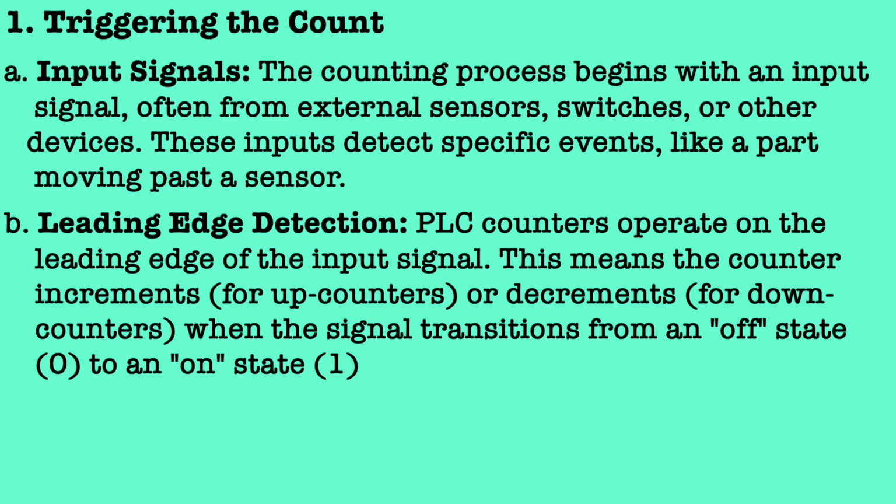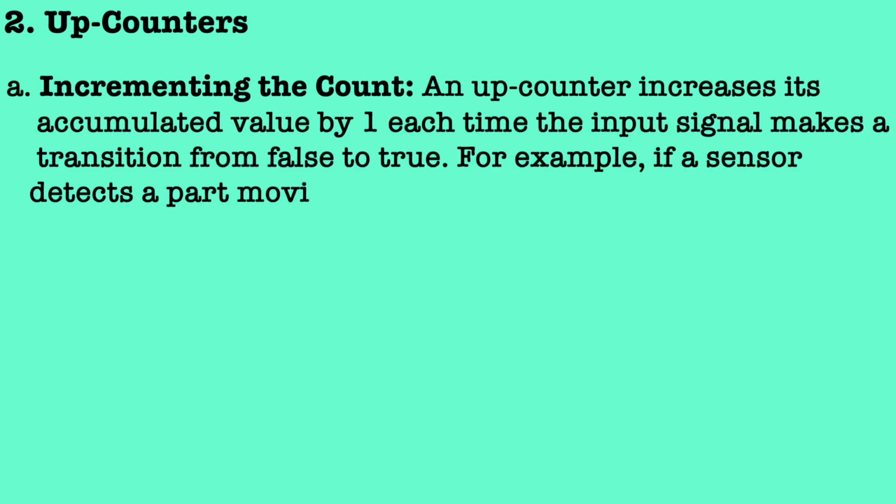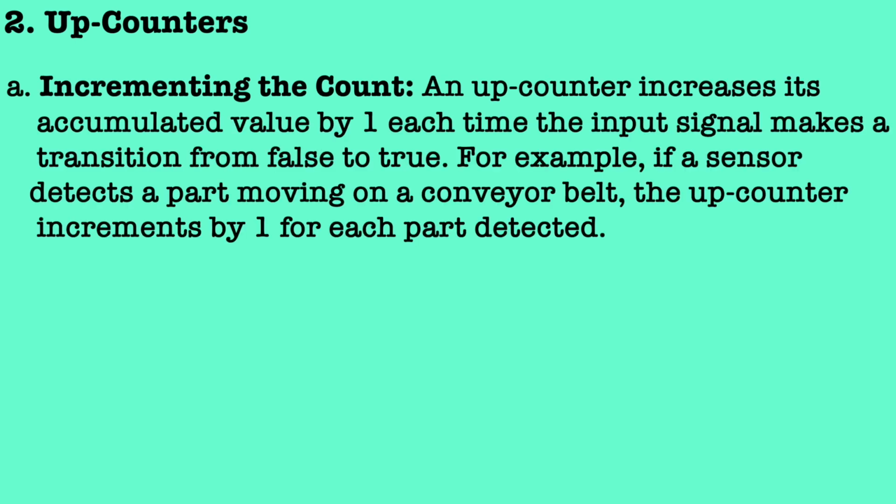state. Next is up counters, incrementing the count. An up counter increases its accumulated value by 1 each time the input signal makes the transition from false to true. For example, if a sensor detects a part moving on a conveyor belt, the up counter is incremented by 1.